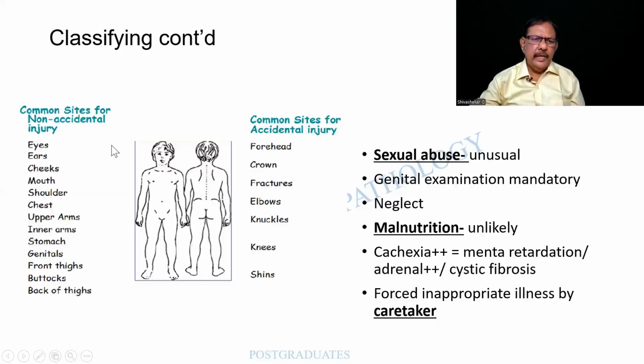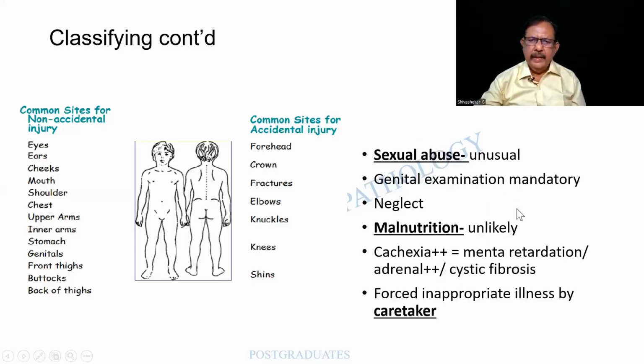But for non-accidental injury, nobody will directly go and have the injuries in the eyes, ears, cheek, mouth, shoulder, and all the other sites, buttocks, genitals, etc. So this has to be borne in mind. And you find that strangely, sexual abuse is not so very common in this non-accidental injury. However, the genital examination is required.